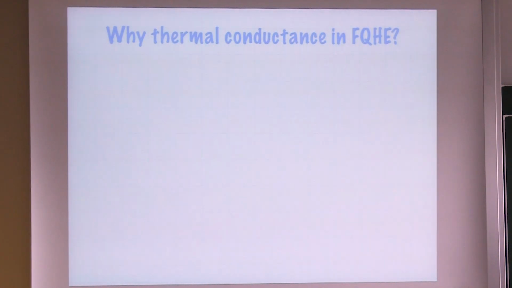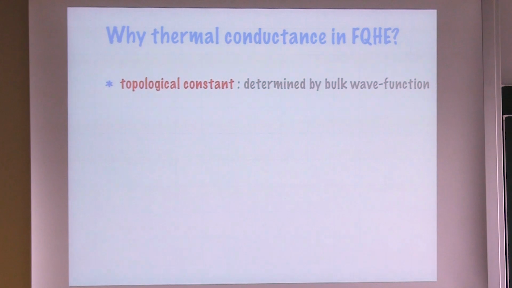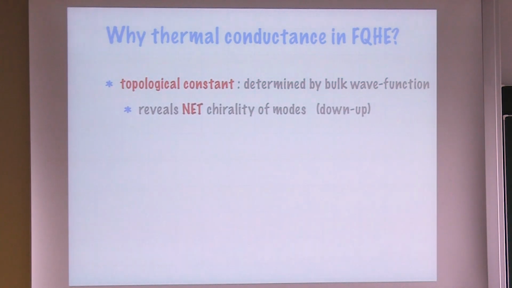Okay, so now let me motivate. This is the start of my talk, actually. Let me tell you why I want to do thermal conductance. First of all, this is a topological constant, as I told you. It is determined by the bulk wave function. Namely, Kane and Fisher said that for 1/3 it should be 1, and for 2/5 it should be 2. So this depends on the bulk filling factor. It also reveals the net chirality of the modes. I told you that 2/3 should be 0, but 2/5 should be 2. So it tells you how many edge modes are going to run along the edges, which looks simple, but nobody could measure before, because you need this kind of measurement to reveal it.